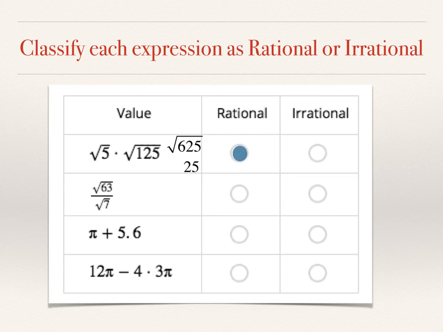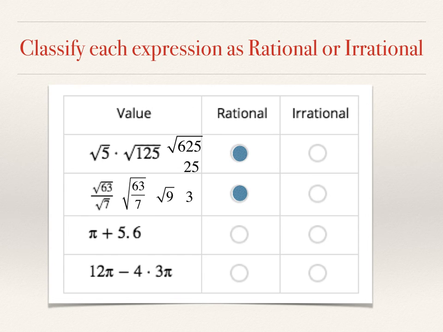How about the next example? Let's write it as a single fraction, the square root of this fraction. 63 divided by 7 is 9, and the square root of 9 is 3. This is a rational number. So oddly enough, in the first example, while each factor was irrational, the product was rational. In the second example, each part of the fraction was irrational, but when I simplified it, it was rational.